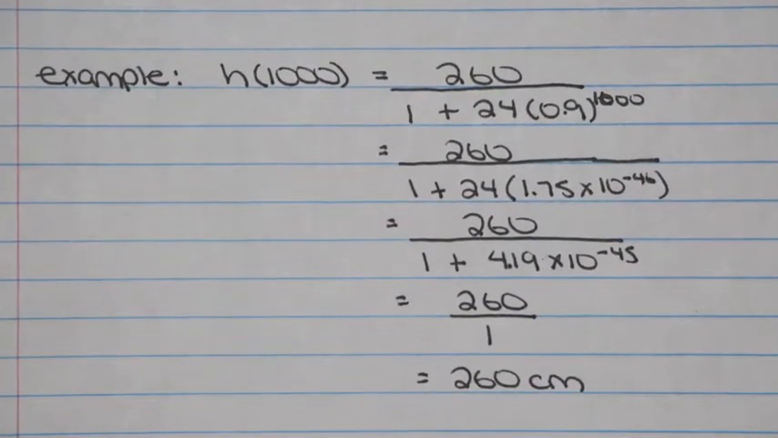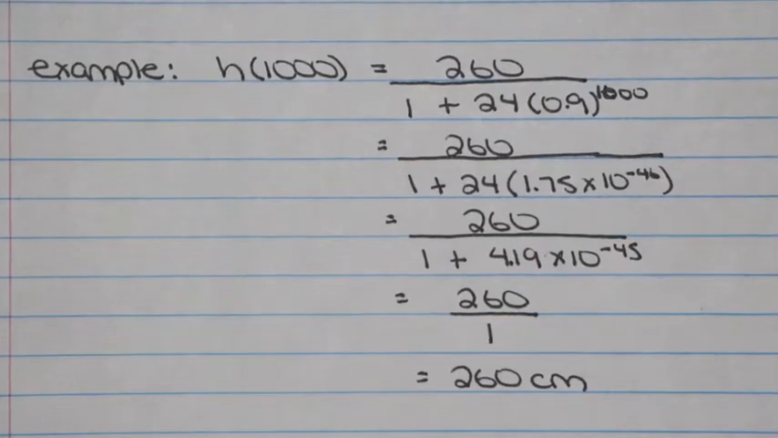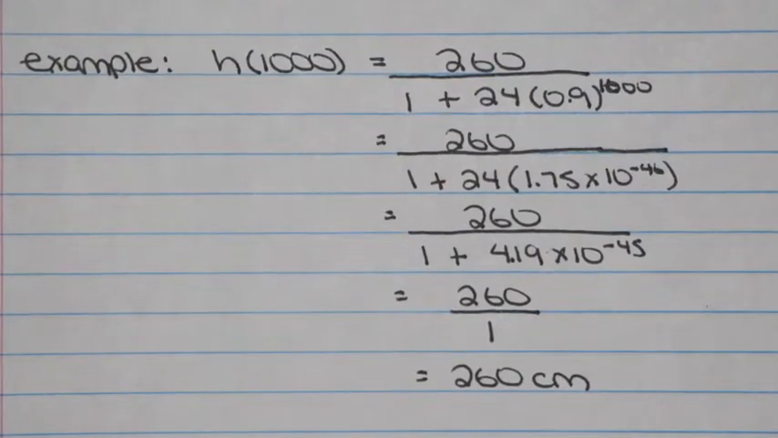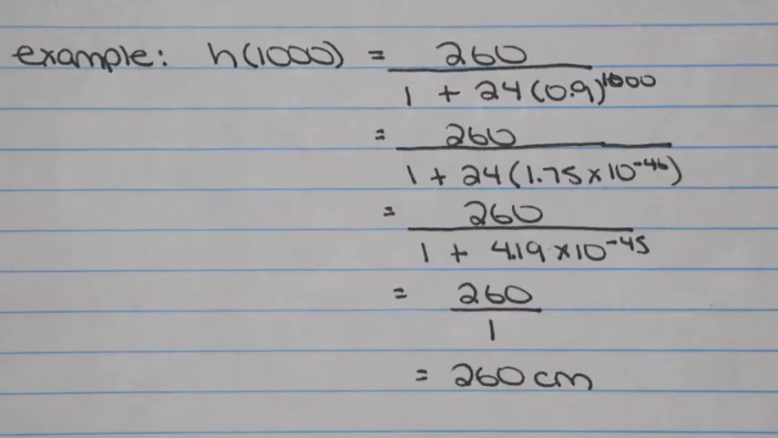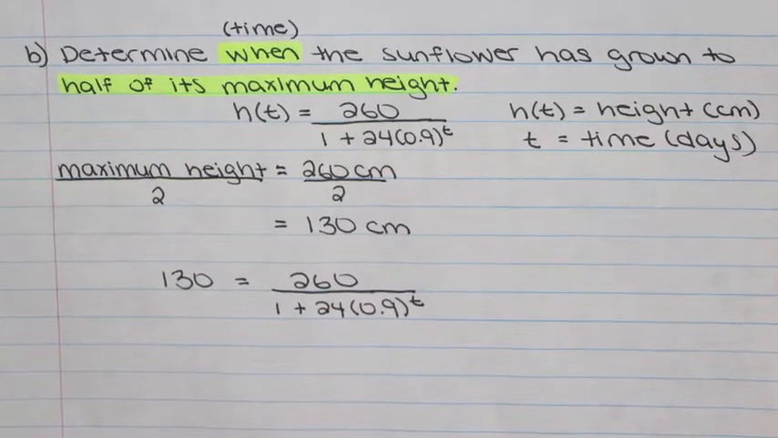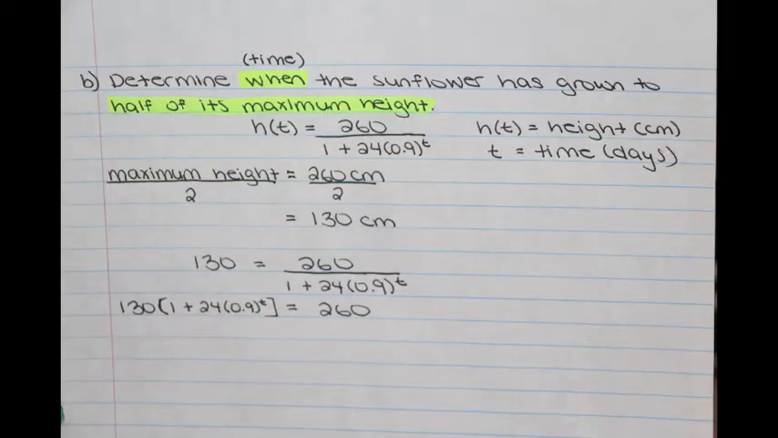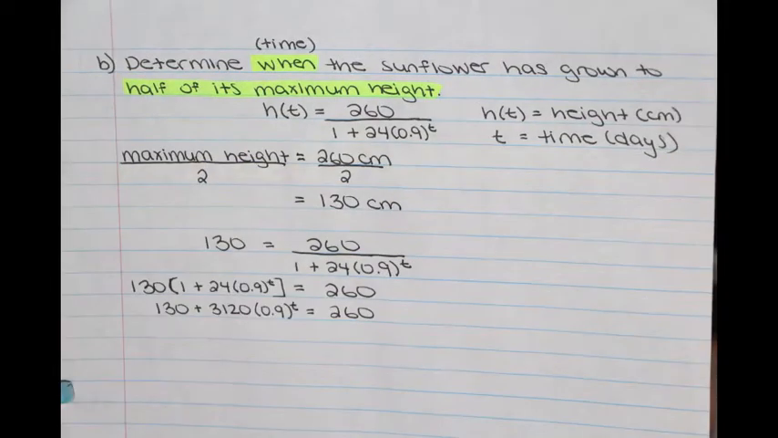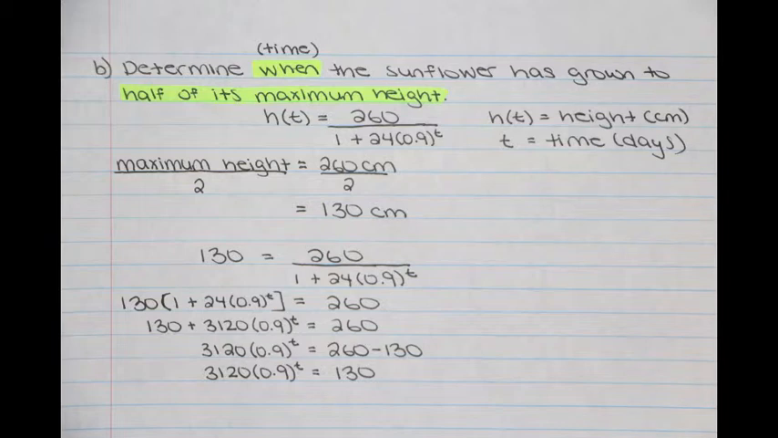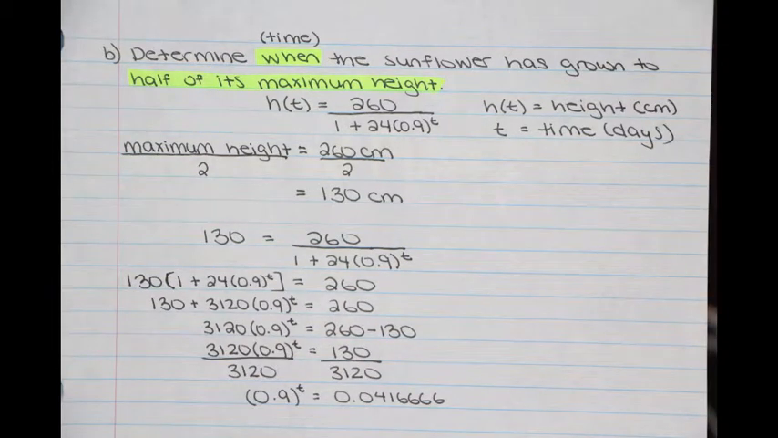Since Part B asks us to find when the sunflower has grown to half of its maximum height, we must solve for h of t equals 130 centimeters. Therefore, you must plug 130 into the equation of the function and isolate for t. First, multiply both sides by the denominator to get rid of the fraction. Expand 130 into the brackets by multiplying it by every term. Subtract 130 from both sides, and divide both sides by 3,120.